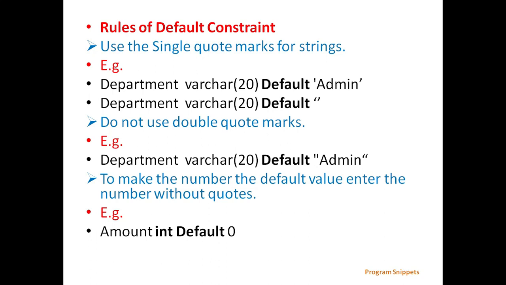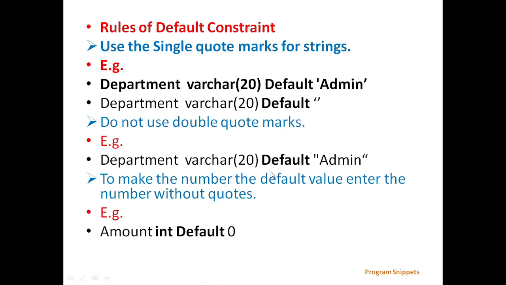There are some rules for the default constraint. First, use single quote marks for strings. For example, for the field department varchar, the default value is given as admin in single quotes, or you can write just department varchar default with just single quotes.